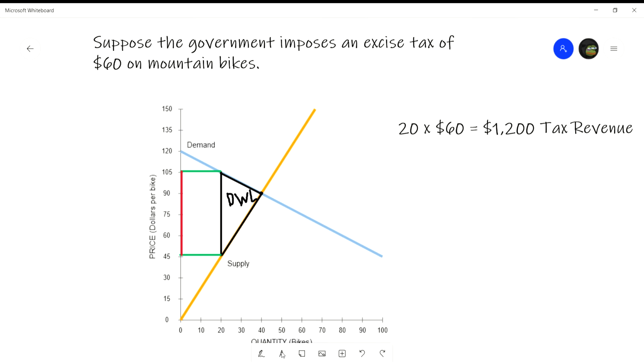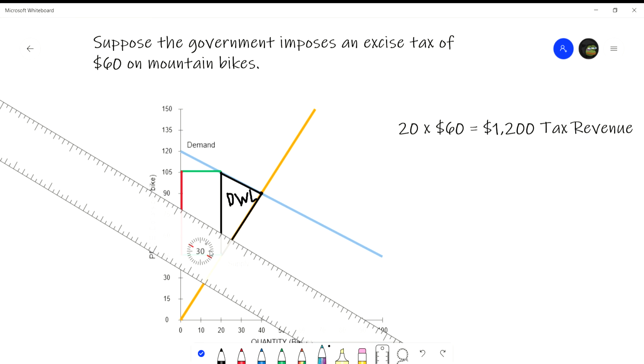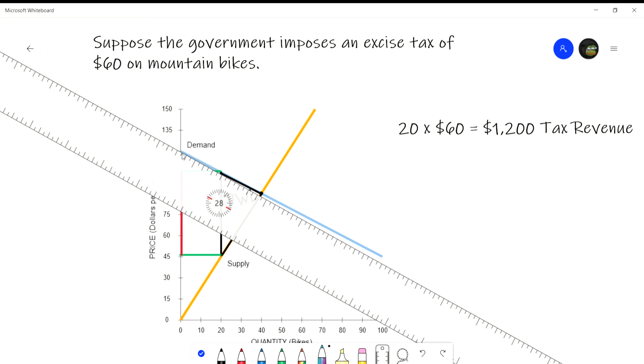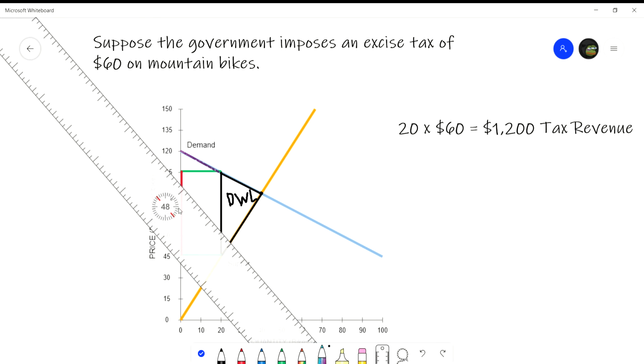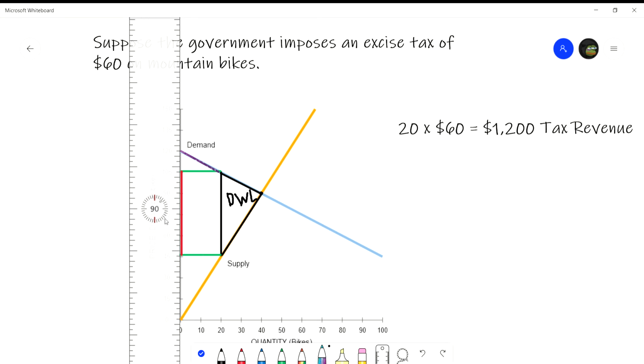So now if we want to find our welfare, if we're concerned about the welfare that we need to be looking at, we want to look at our new consumer and producer surplus. So we're going to go below the demand curve, right, and above the price. So we're worried about this area.